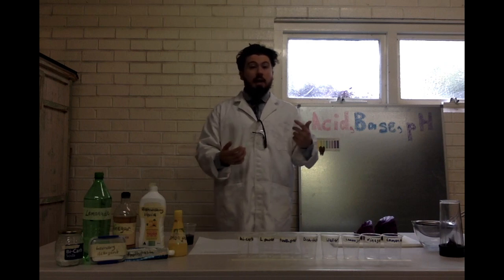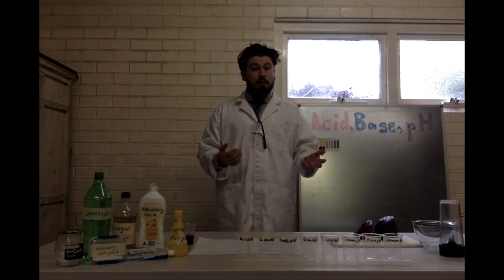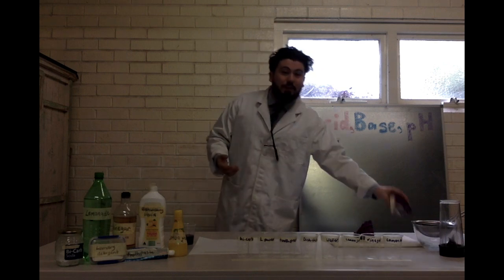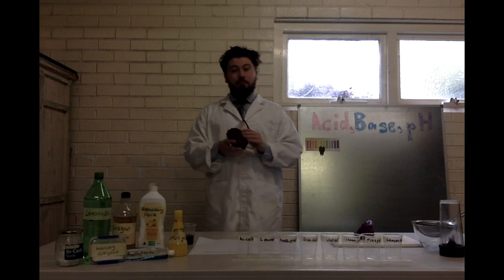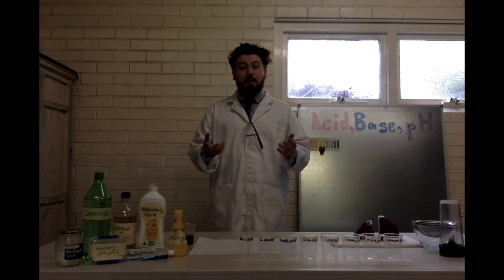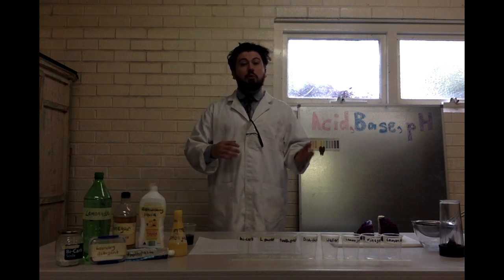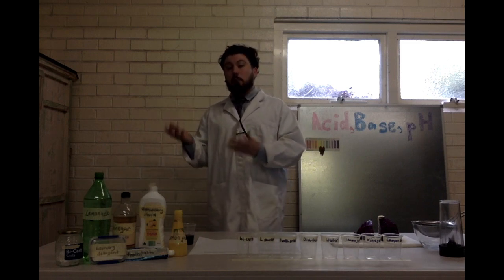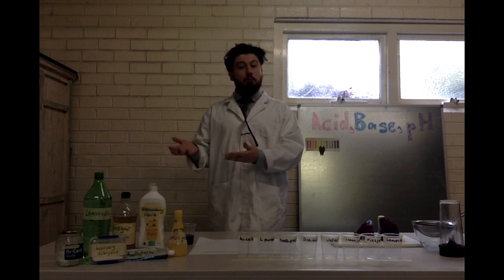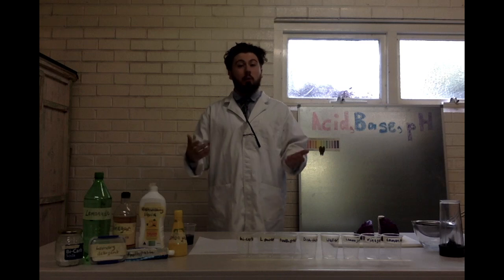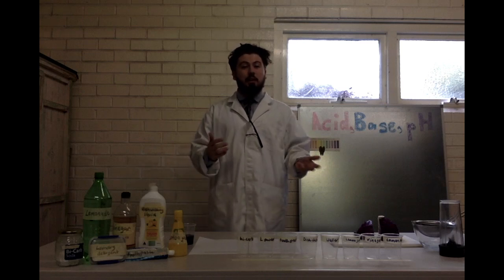See, when an indicator, which will be purple cabbage blended with a little bit of water, is in the presence of an acidic solution, it will turn pink or red. And if it is in a basic solution, it will turn blue. And we do have to have a neutral solution, like water, in which our indicator will stay its purple hue.